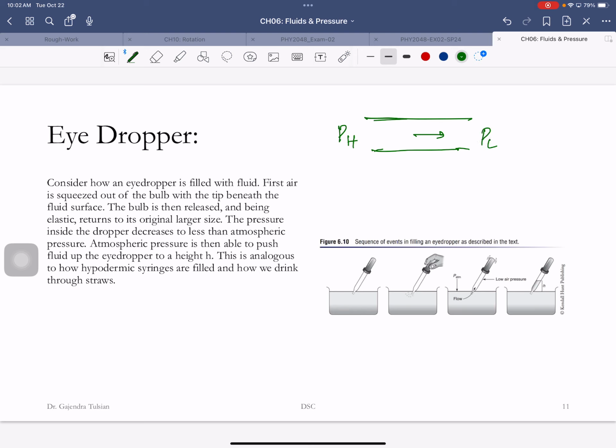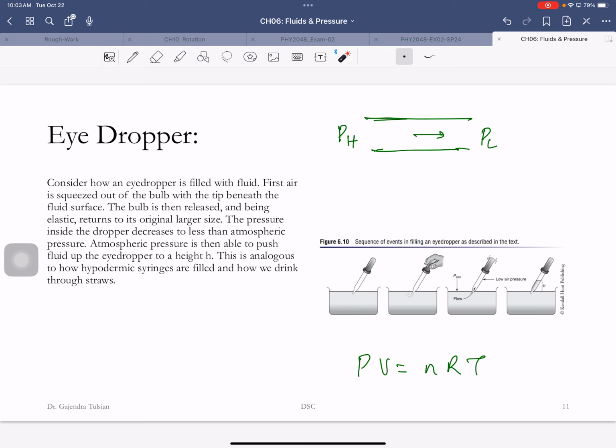So let's understand this eyedropper. Let's see how the eyedropper works. I will also write down the ideal gas law. This is the pressure of the gas. That's the volume of the gas. This is the number of moles of gas. R is the gas constant, T is the temperature.